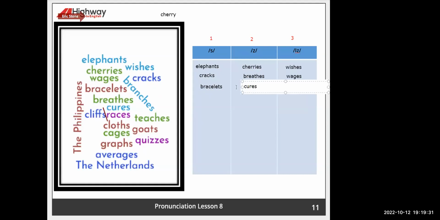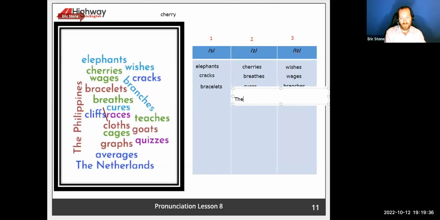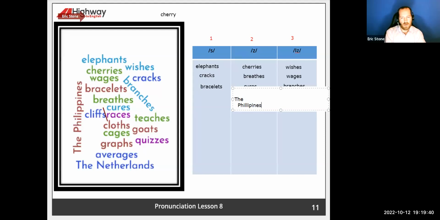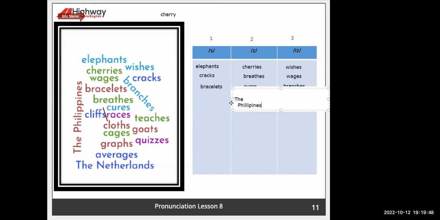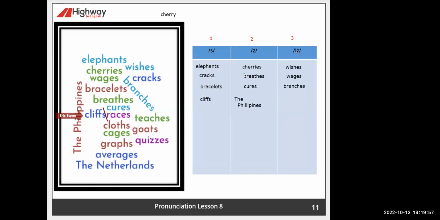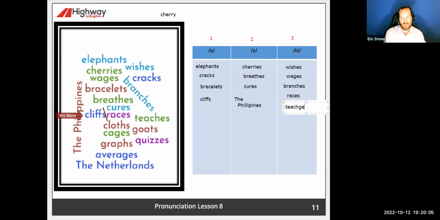Cures, the second one. The Philippines, second one. Cliff races, second one. Well, I put a line between those two words. It's two words, not one. So it's cliffs, the first one, and then races, the third one. There you go. Teaches, third one.